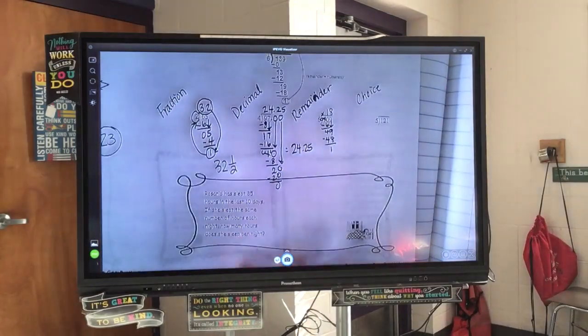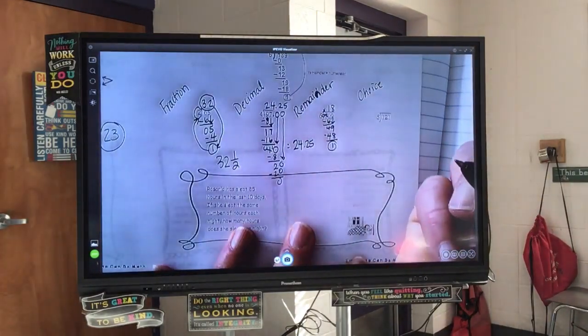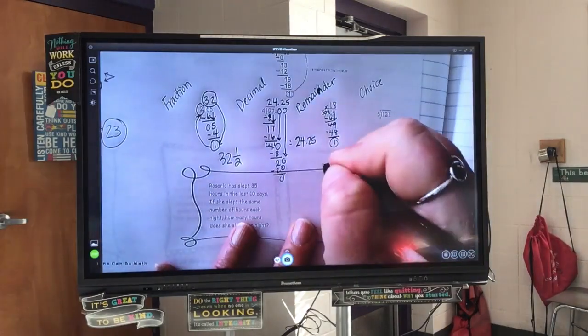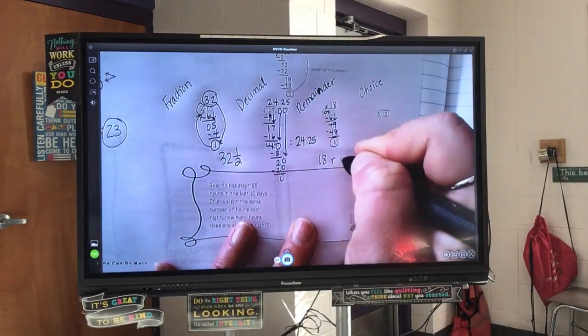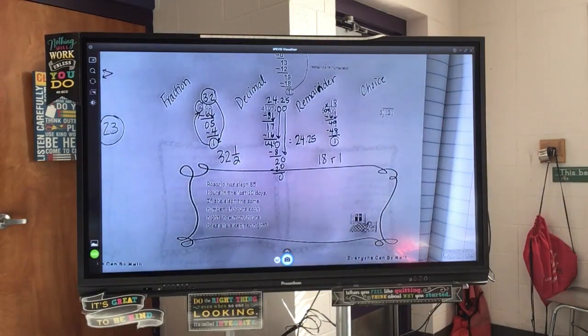All right, so we're writing this as a remainder. So this is our remainder right here, right? The 1 is our remainder, so we're going to write 18 little r 1. All right, the last one you are doing on your own because that's your choice. So you're either writing it as a fraction, a decimal, or a remainder. Stand up when you have that done.